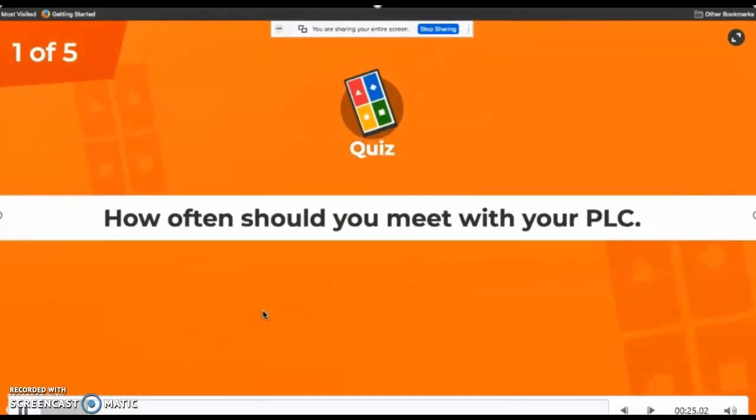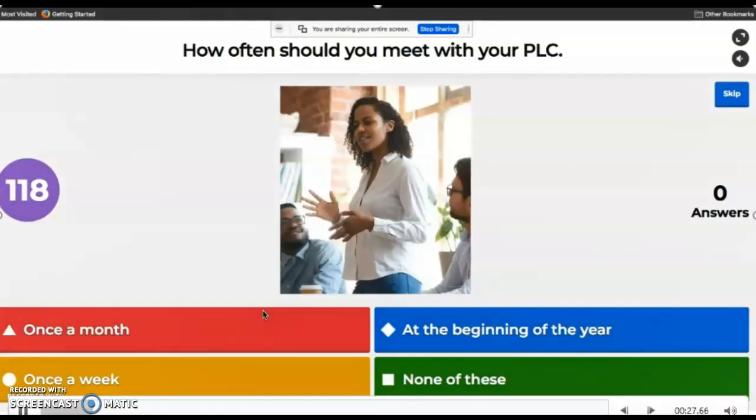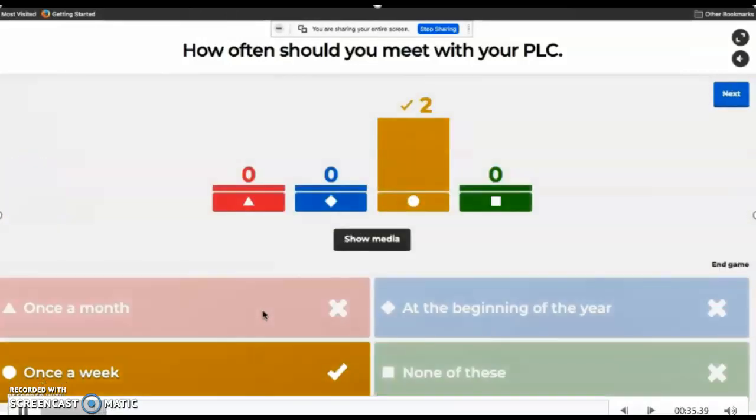How often should you meet your PLC? And the answer to that one is once a week. I feel like this is something that people should know when entering the teaching community, that you are supposed to meet at least once a week and not just at the beginning of the year or once a month. It keeps everybody on the same page and knowing what they're supposed to be doing, so that if you have an issue, you can go to your building principal and fix that problem.